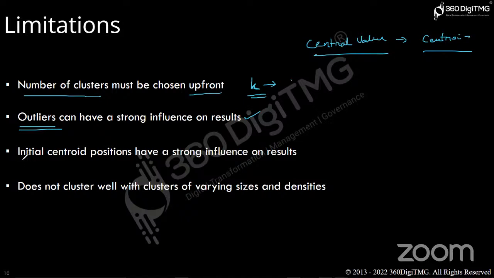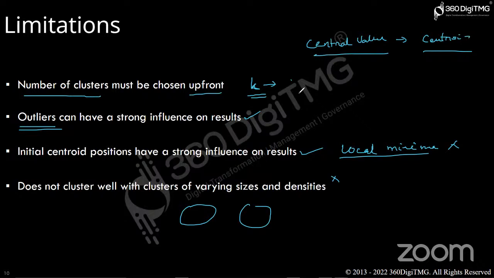Okay. Also, initial centroid positions have a strong influence on the result. So if we initialize the centroids at wrong positions, we might end up getting a local minimum, as we discussed. So this is also an issue. And it doesn't cluster well with clusters of varying sizes or density. So if you have clusters of varying size and density, it will not perform well in that case.